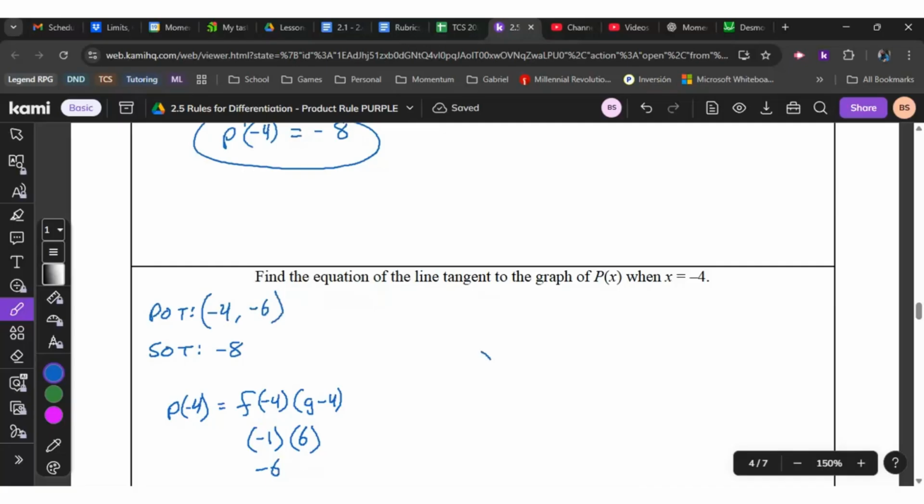And so then we can just write our equation. y minus -6, which is the same as y plus 6, equals the slope times x minus -4, x plus 4. And again, this is just coming from this equation that we've been using. Okay, break.